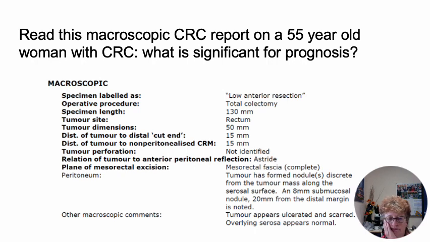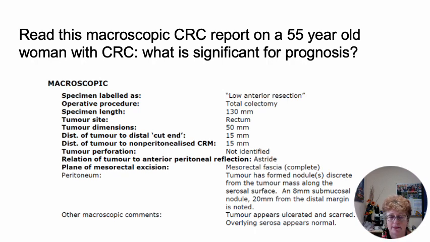All right. In the peritoneum, tumour has formed nodules discrete from the tumour mass along the serosal surface. This means that the person who's examining in the lab is examining this bowel macroscopically, can actually see nodules. Okay, they're submucosal nodules. Yeah. And they're quite close to the distal margin again.